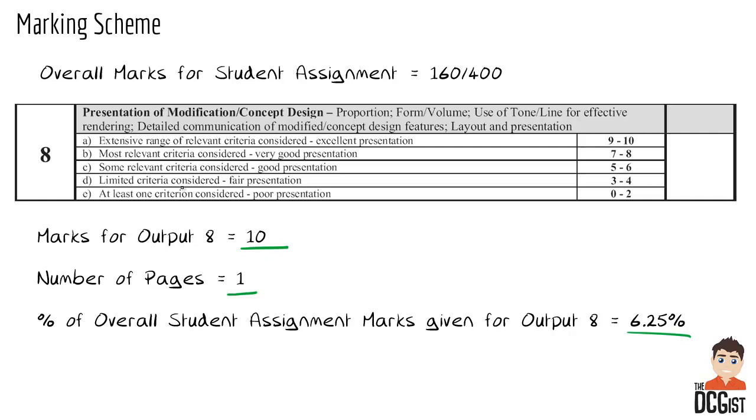But if we have a look down here at the way that the marks are actually given, we'll see that there are 5 different sections, and they have 2 different criteria in each. The first half of each section is the criteria that you've considered, all the way from extensive down to only having 1. And presentation is the second part, all the way from excellent presentation down to poor presentation. For an extensive range of relevant criteria considered, you get 9 marks. And for excellent presentation, it gets you up to the 10, which shows that the presentation aspect is 1 mark, compared to the 9 marks for the first part of the criteria.